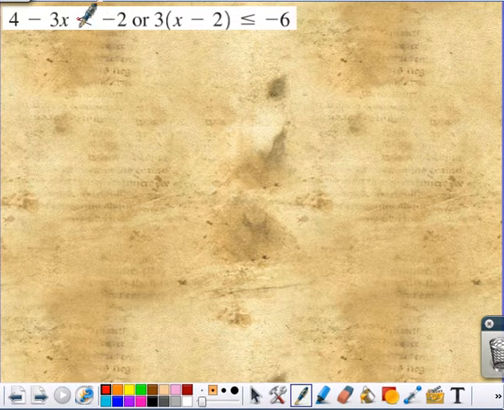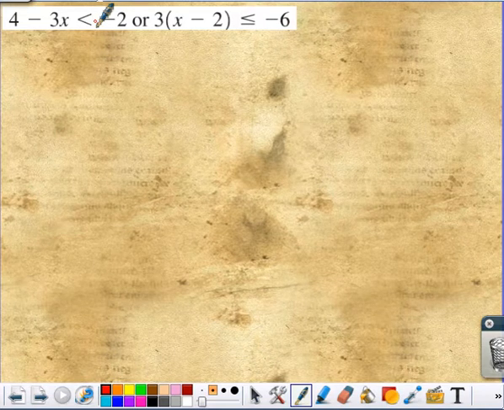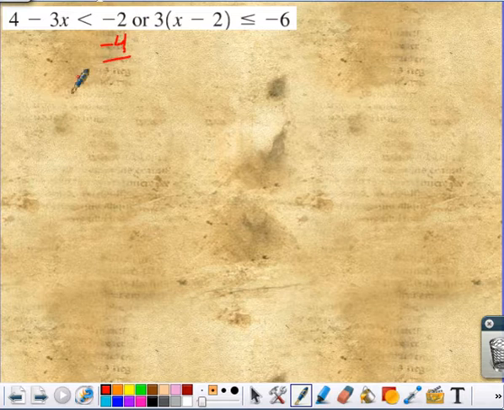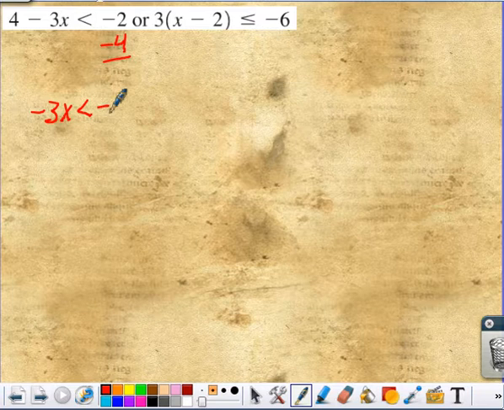4 minus 3x is less than negative 2. The only difference here again, the only thing you have to do different is when you divide by a negative, flip your symbol. 4 and negative 2 are like terms. To move 4 from one side to the other side, it's a positive 4, so let's turn it into minus 4. You now have negative 3x is less than negative 6. Divide by negative 3. Since you are dividing by a negative, flip it over. X is greater than 2. Or, that's AND.